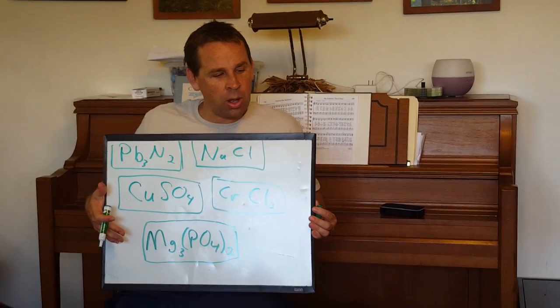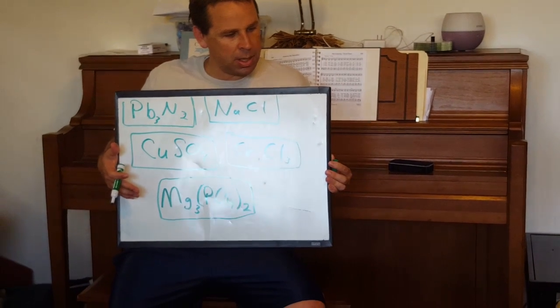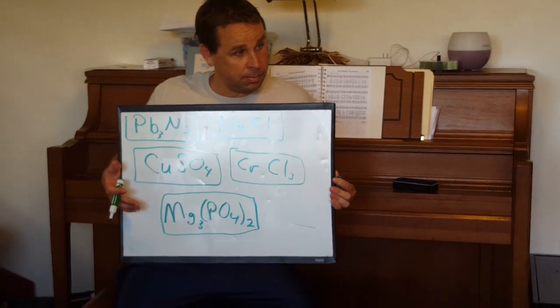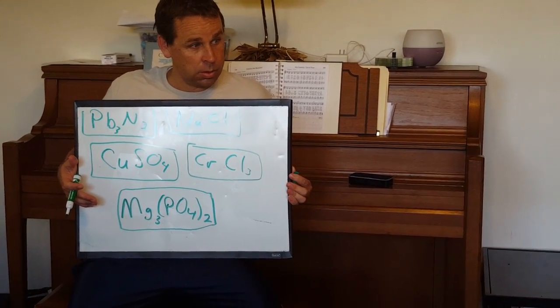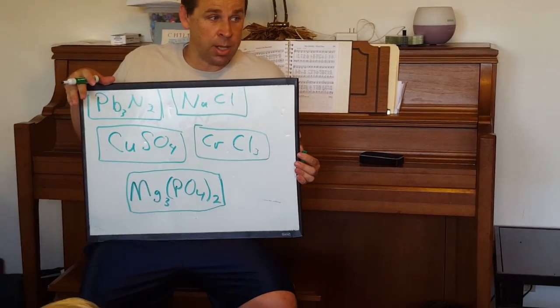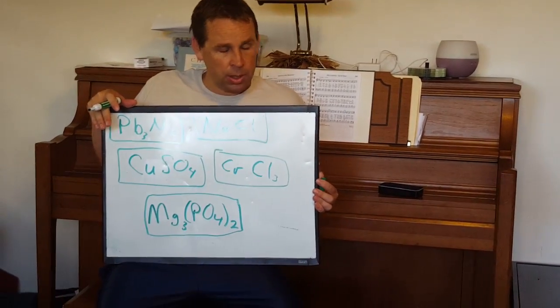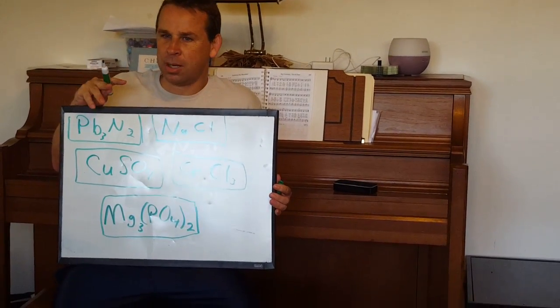These compounds all have a metal and a non-metal. We don't know whether it's normally soluble or not. We have to use the rule. But the point is, these compounds contain metals and non-metals.